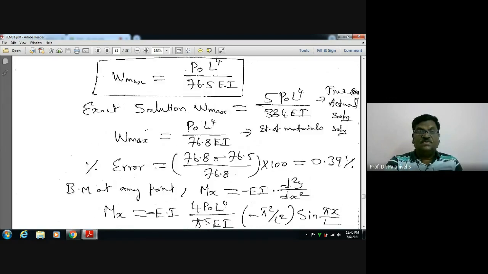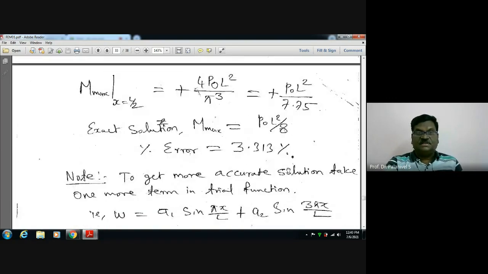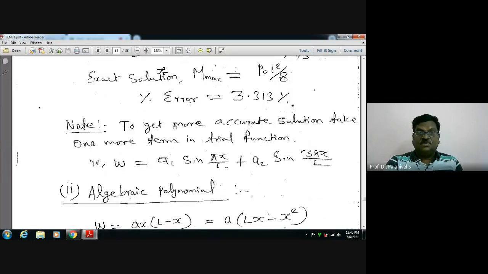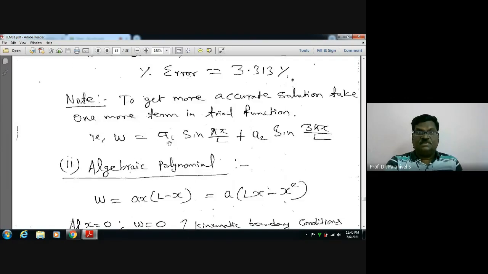So that is the beauty of this method. In my notes I also tried to get a more accurate solution by taking one more term in the trial function. I have written a1 sin pi x by L plus a2 into sin 3 pi x by L. I have chosen another function. Next class I will continue. With this I will stop today's discussion.